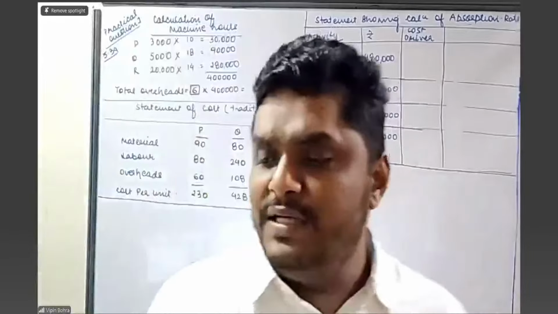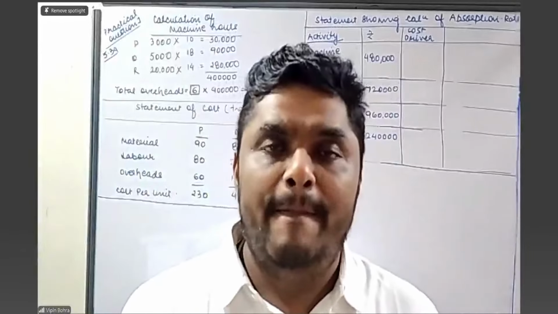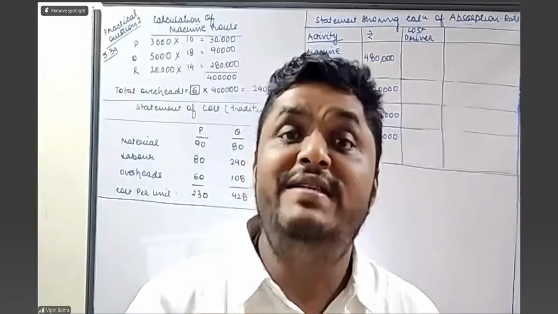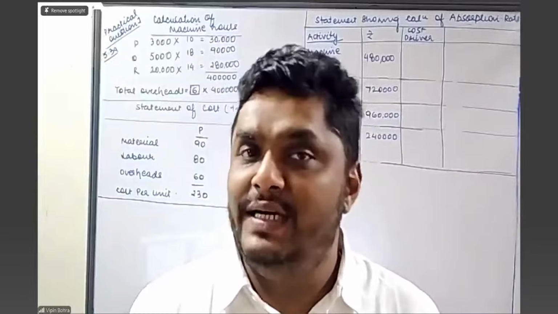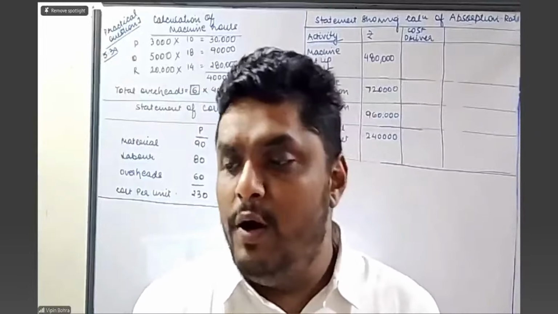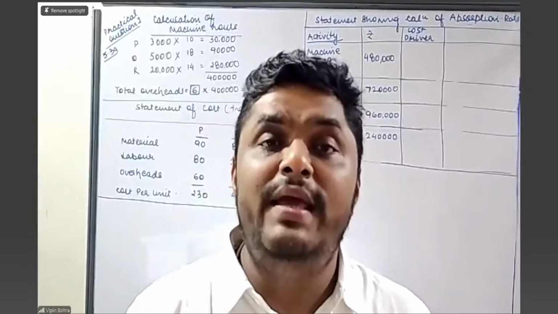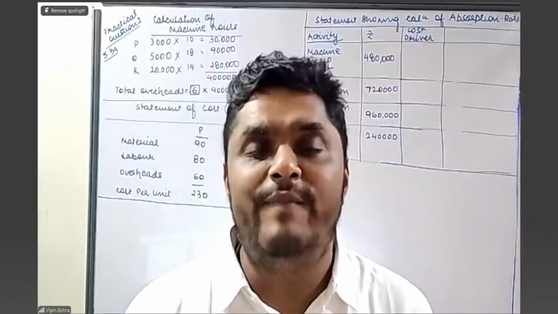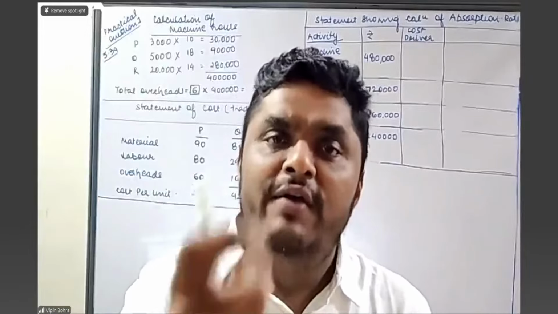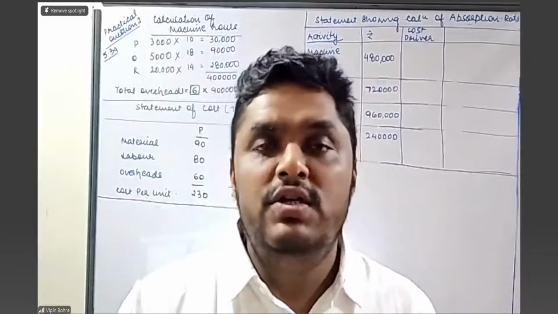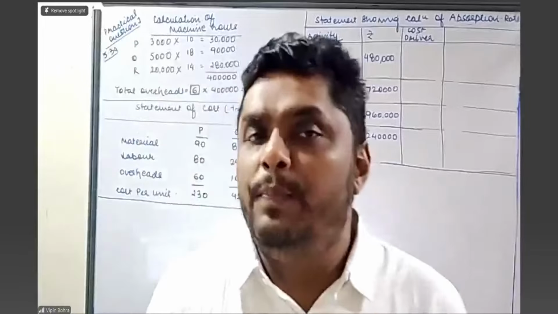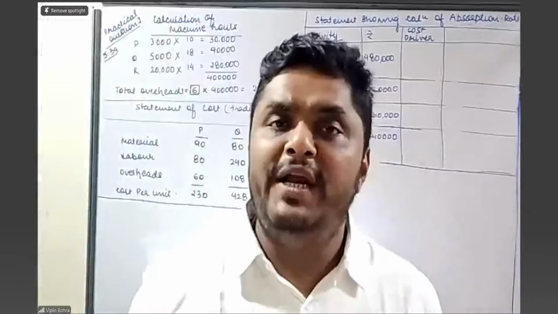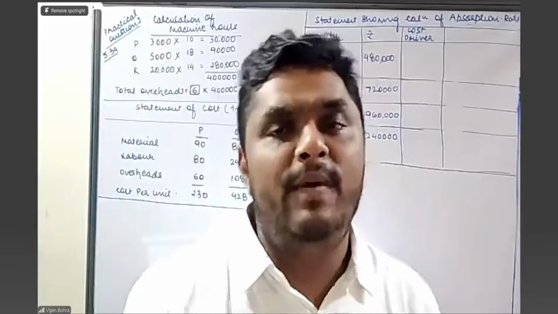Now, the first cost is machine setup cost. Machine setup cost means that every time we start a batch, we have to create a setup for the machinery. So machine setup cost can be absorbed on the basis of number of batches, because for every batch, we need to set up the machinery again. So the most appropriate basis of absorption can be the number of batches.